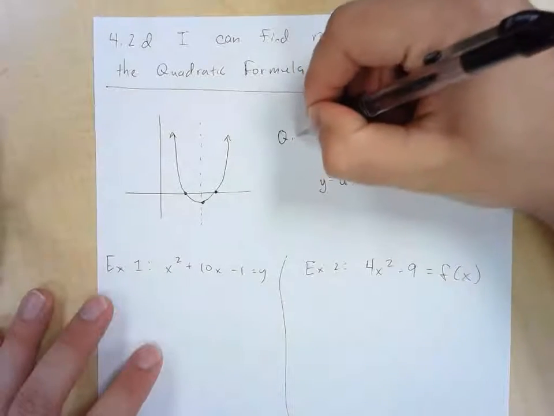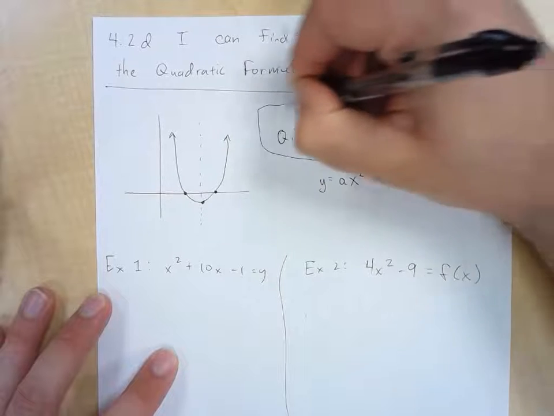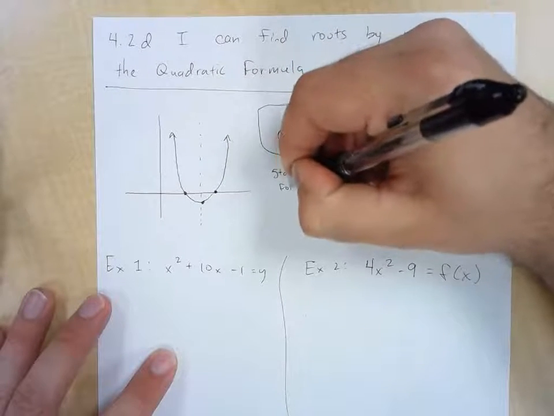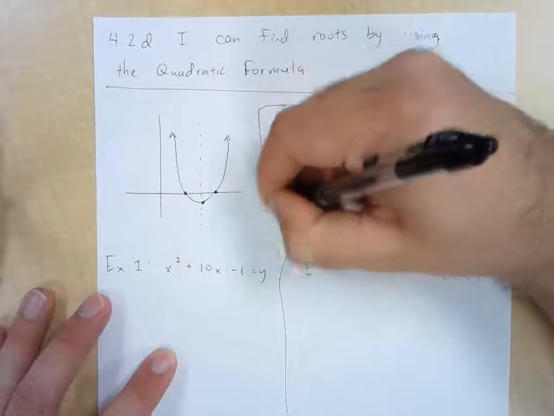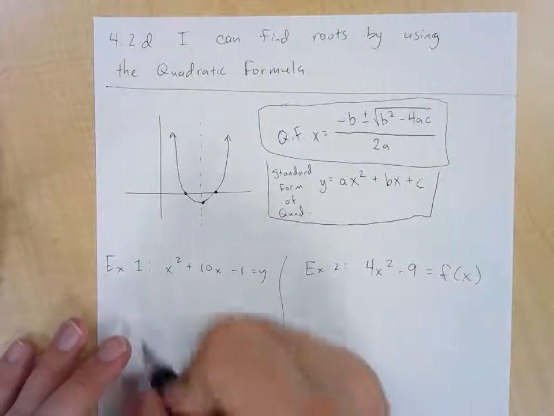So by the way, this is the quadratic formula. I'll just label this. This is the 1. And then this is the standard form of quadratic. Okay, so try to factor first. Can't factor in this one, so we're going to use the quadratic formula.